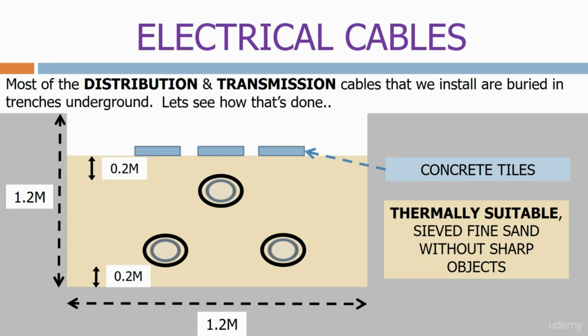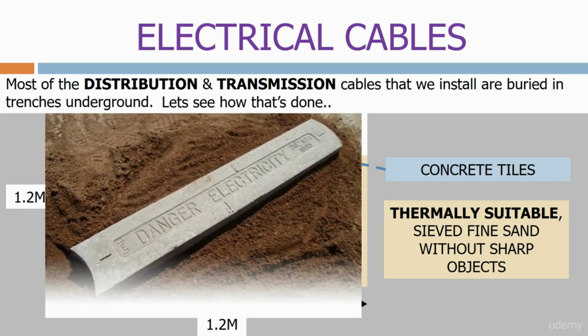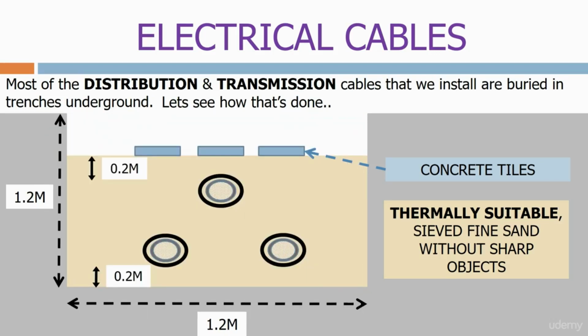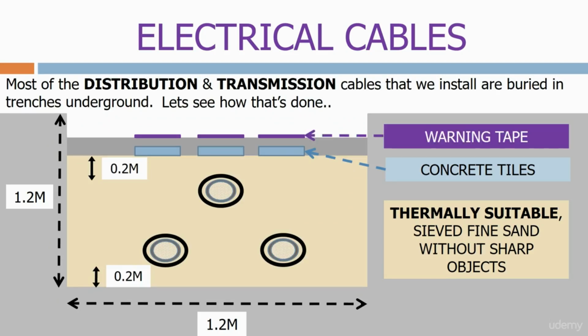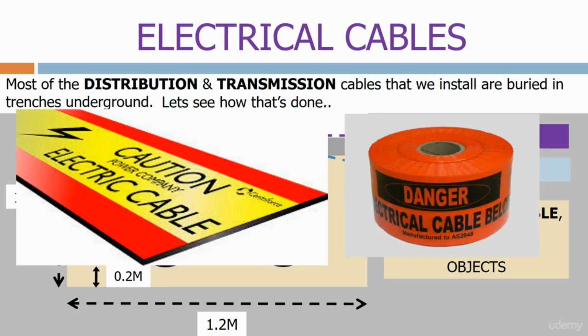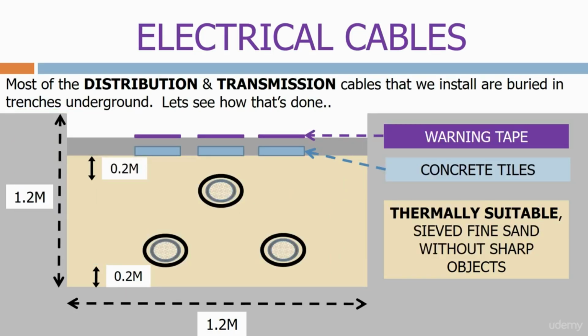Above the sand we have some concrete tiles. The concrete tiles give a physical barrier to protect the cable. They are normally marked with danger, electricity. We then have a layer of dirt, followed by a layer of warning tape. The warning tape gives the first indication that there's cables below. The warning tape is either plastic warning tape or a board. Finally, we have a layer of dirt to bring it back up to the surface level.